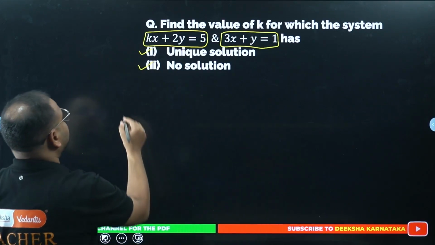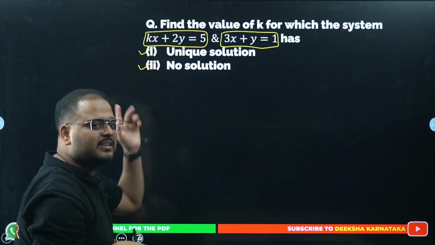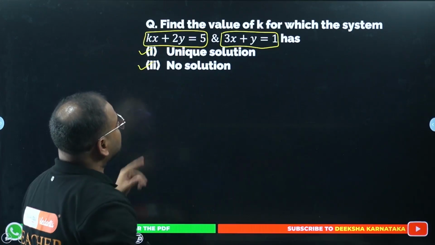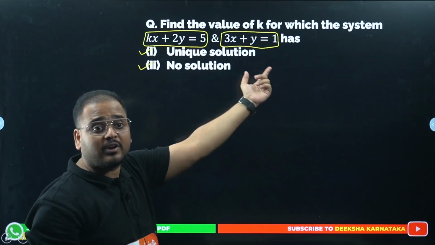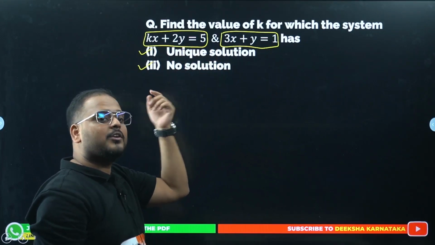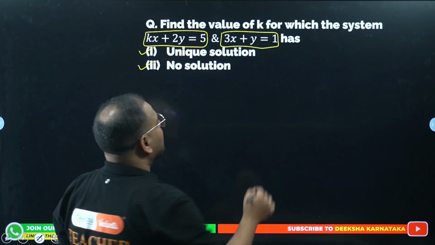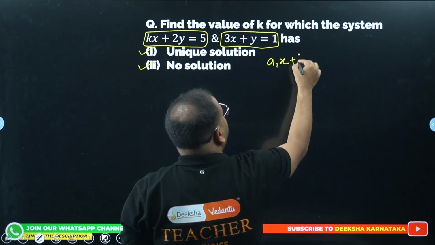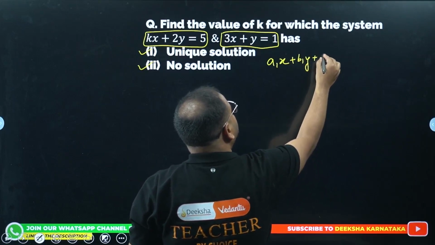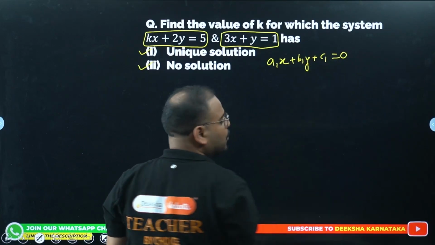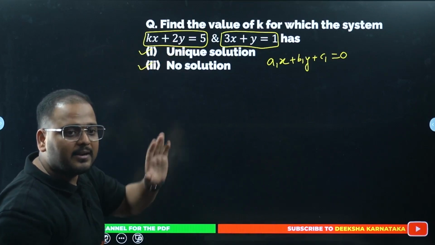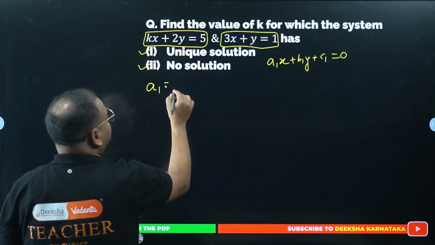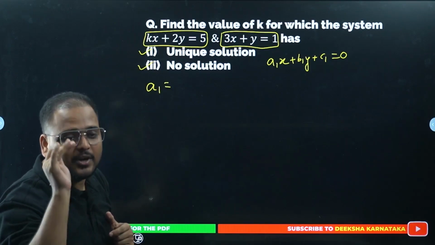Let's take the first one first. So before going to the first one, let's write A1, A2, B1, B2. First thing we'll do that. Again they have given 5 on the other side, so we have to transfer 5 over here, 1 over here. Just to make sure there's no confusion, I'll write the standard form: A1x plus B1y plus C1 equals 0. Okay, from here compare it on the screen and tell me the values of all the coefficients, not just A and B.